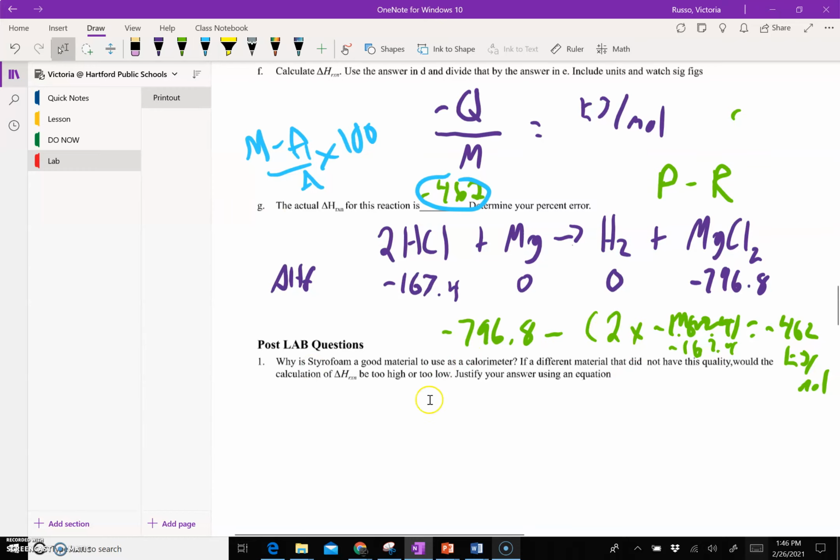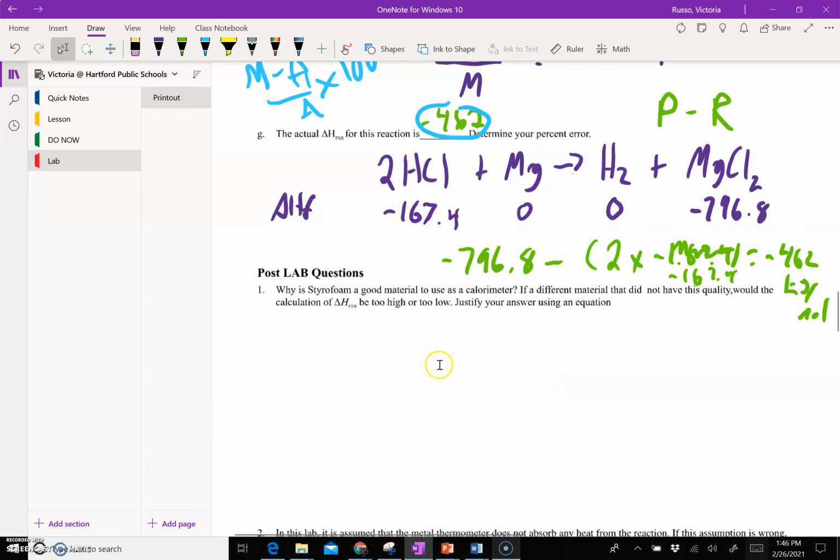Okay, so I'm going to go through one of the error analysis questions with you, because when you're doing error analysis questions with delta H, they can be very, very tricky. The first question is, why is styrofoam a good material to use as a calorimeter? The reason is that it has a very high specific heat. So it keeps the heat inside, and it itself doesn't absorb the heat that much. It keeps the heat inside the water, so it prevents the heat from escaping to the environment because it has a high specific heat and doesn't gain heat very well, so it keeps the reaction insulated.